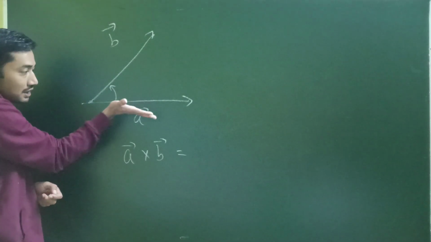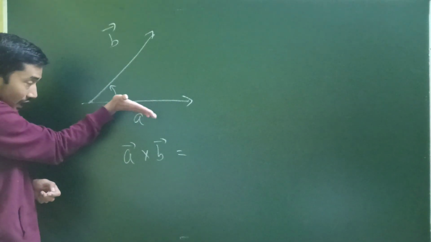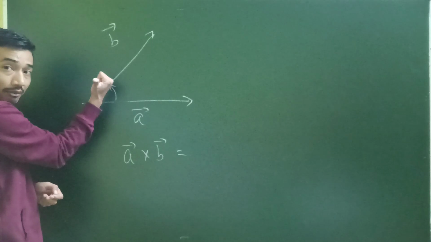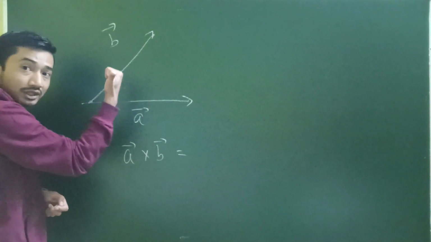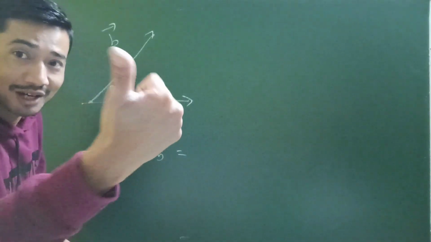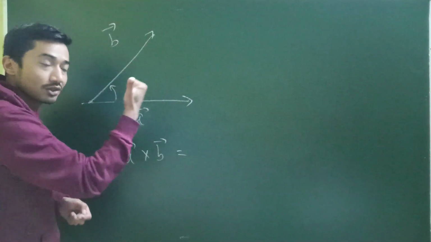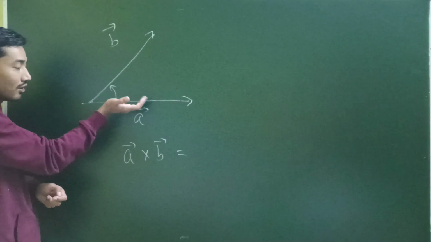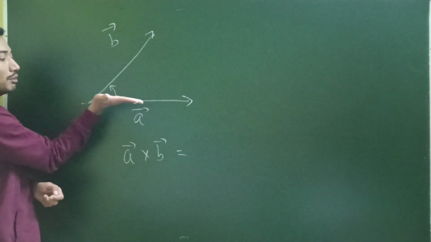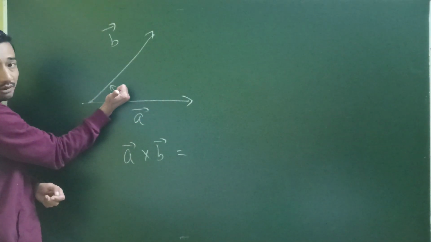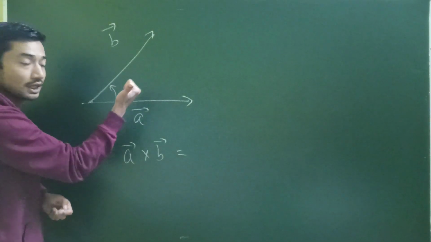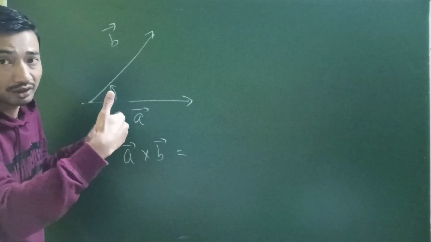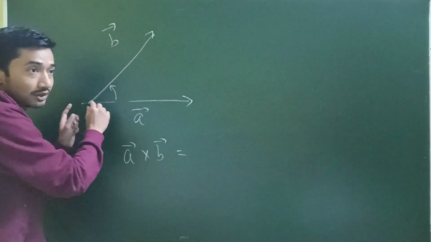Now in that, what happens is you have to keep your thumb loose. A cross B. In that, when we do that, the direction in which your thumb points will be the direction of the unit vector, the resultant vector. So in this scenario, when I try to curl from A cross B, my thumb is pointing outwards of the plane of the board. Got that? So that's going to be the direction.